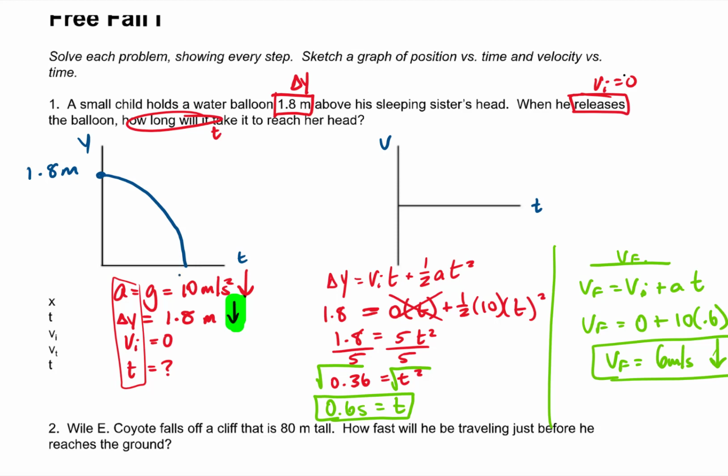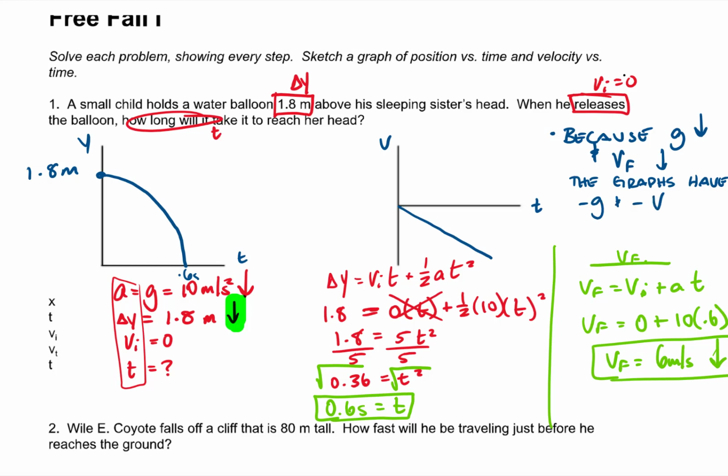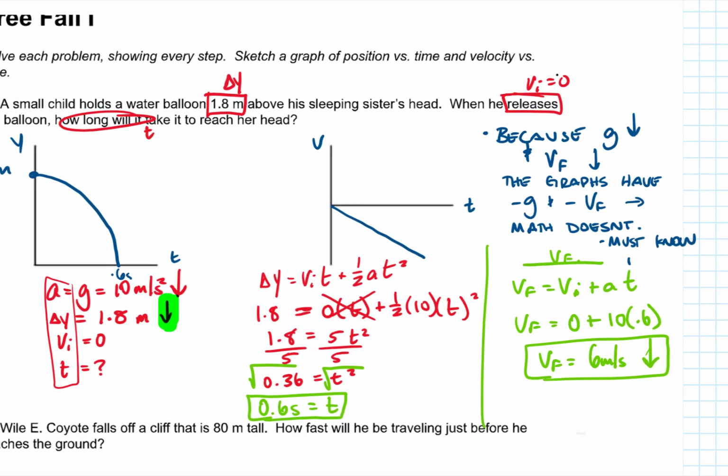And then for the velocity, we want to match that. So we start off with a velocity of 0 because we start off at rest. We're falling down. Our final velocity is in the downward direction. So we're going to move into that lower quadrant right there. So this is important. Because G and V final are down, the graphs have negative G and negative V final. The math doesn't have to have the negative signs. We just must know the direction for everything. That's an important piece.